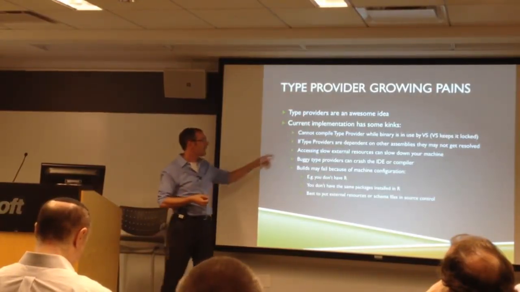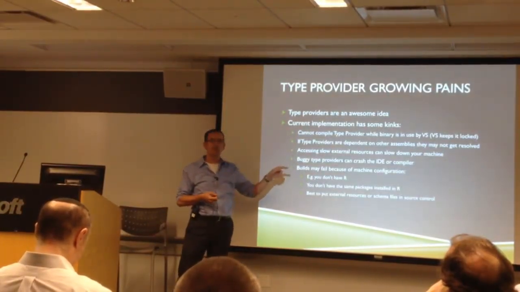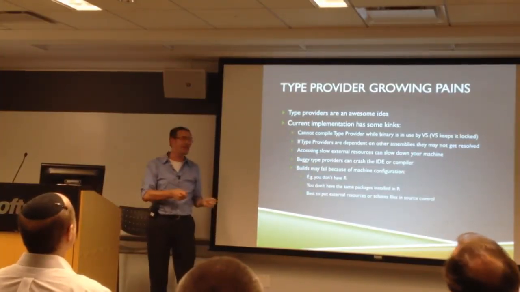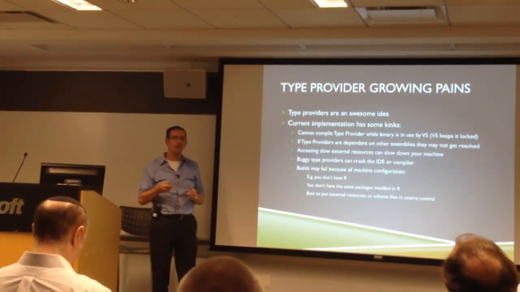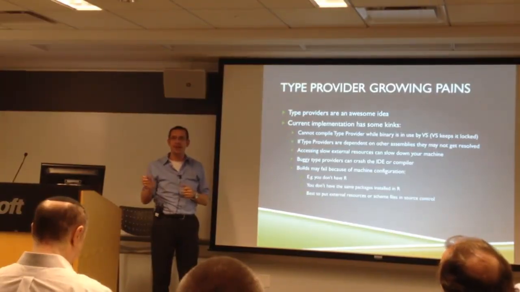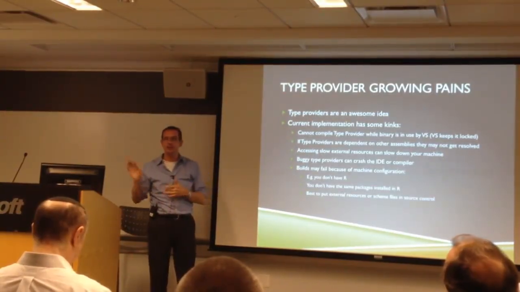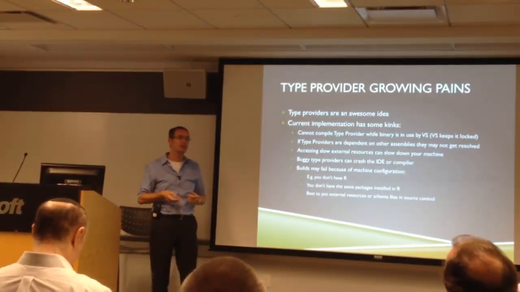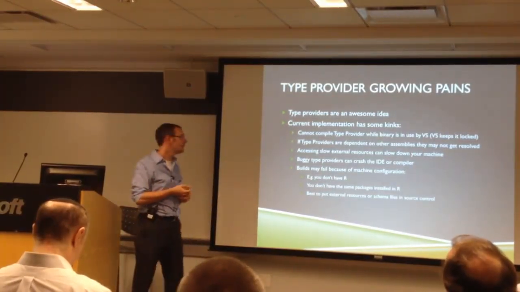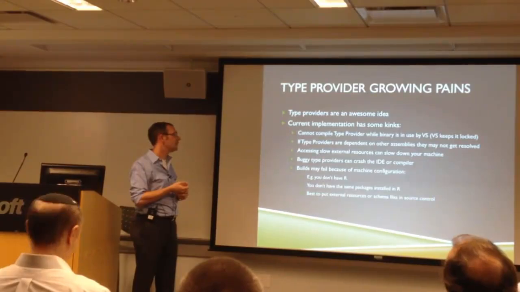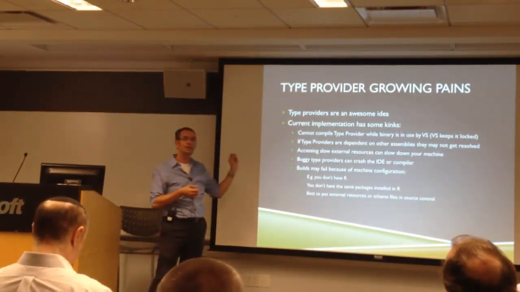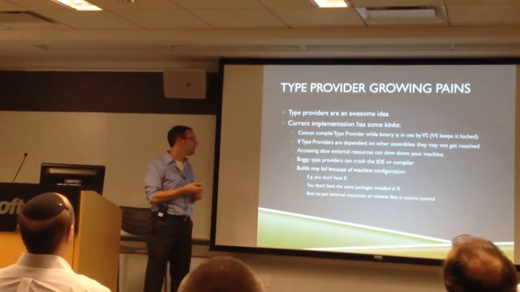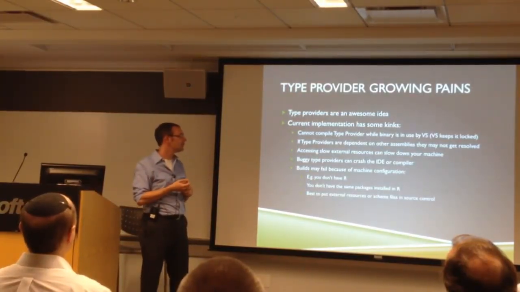And surprise, surprise, accessing slow external resources will slow down your IDE and your compiler. If your database server is down and it takes 2 minutes to time out, your build takes a long time and then it fails because your database server is down, which is not a failure mode we're used to as developers typically. So that can be a little annoying. Typically you have schema caching mechanisms in type providers, and if you use them, you get around that. But it's an unusual failure case.